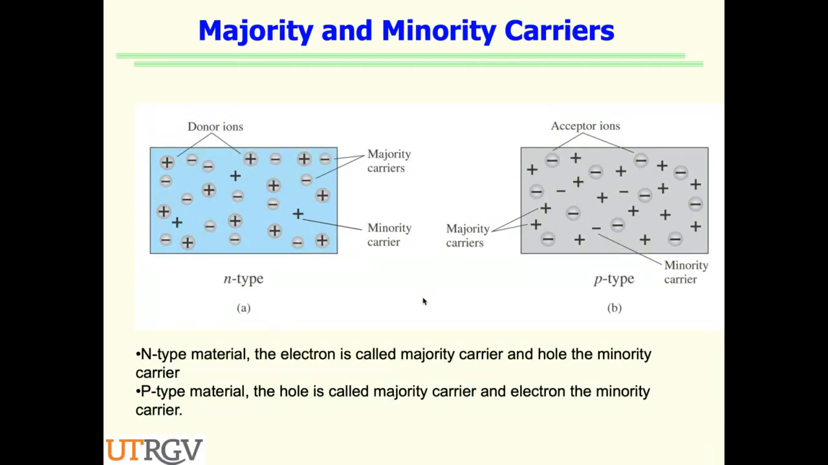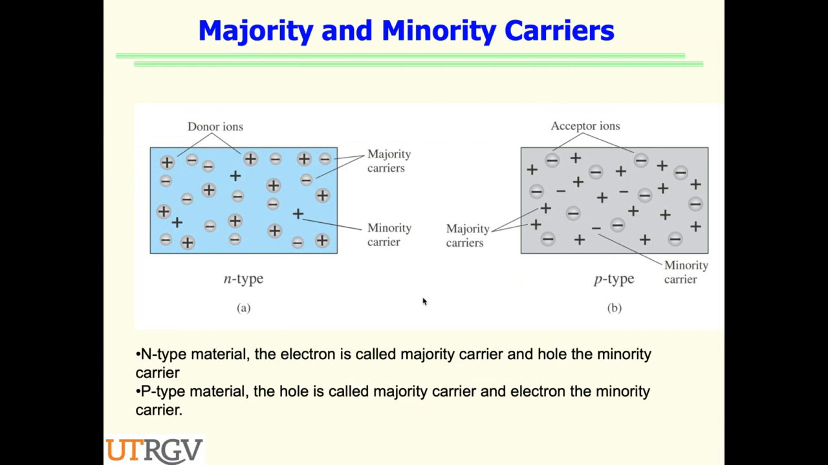Why are we introducing this terminology? Because when we treat the dynamics of charge carriers in a device, the discussion would be independent of whether it's n-type or p-type. We'll just talk about majority carriers and minority carriers, because then you can apply that knowledge to n-type and p-type equally, right?